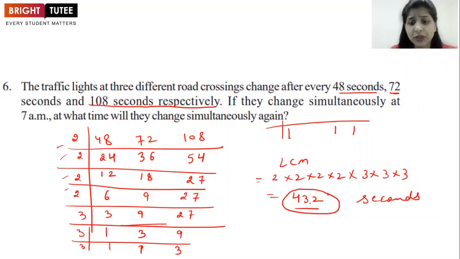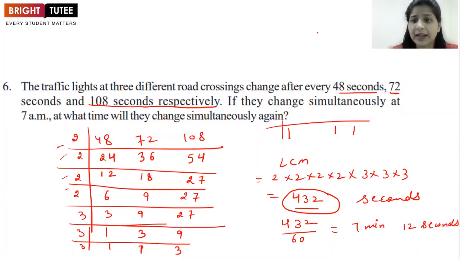So 432 seconds, convert it into minutes. So we'll divide it by 60. Okay, so you will get 7 minutes and 12 seconds. This is what you get, right? So students, this is going to be your answer, 7 minutes 12 seconds.